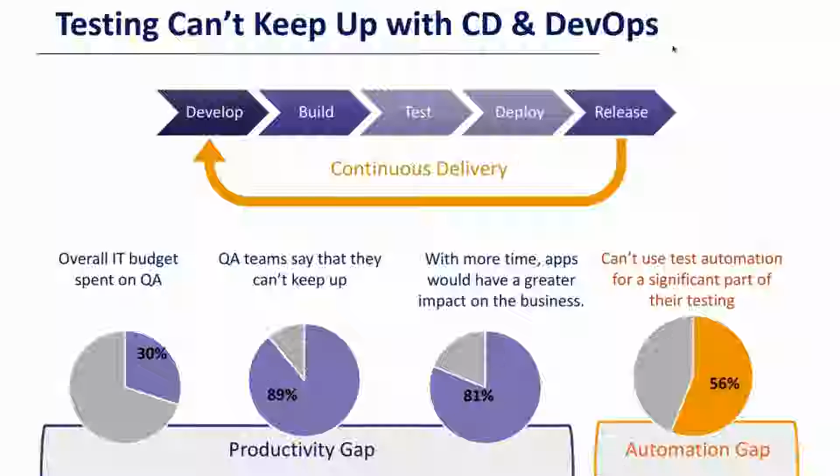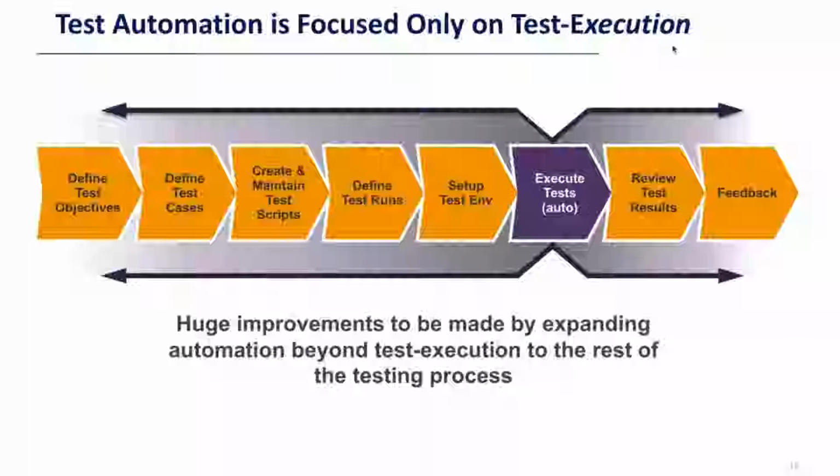So we need to increase the level of automation. We need to do more testing in less time. And that's not going to get easier. That's just going to get harder. So how can we do that?